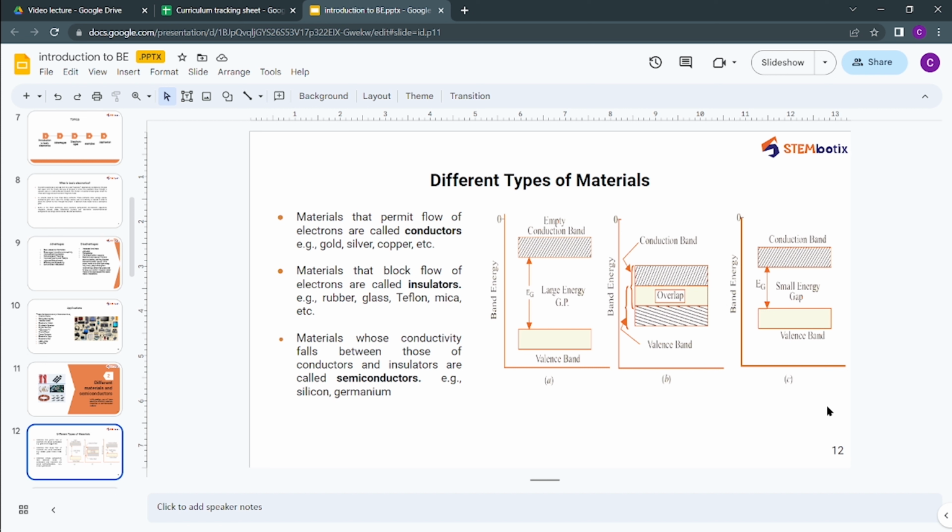Then there is a material which is widely used nowadays: semiconductors. As its name suggests, semiconductors means conductors but semi, meaning it has some properties of conductors and some properties of insulators. They fall between conductors and insulators. Semiconductors are the materials whose conductivity falls between conductors and insulators. Some examples are silicon and germanium. Silicon is widely used in making chips nowadays.